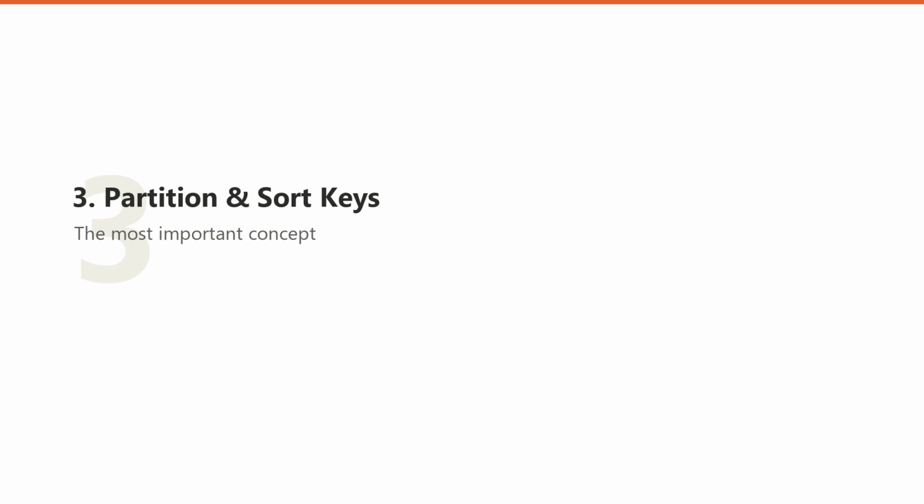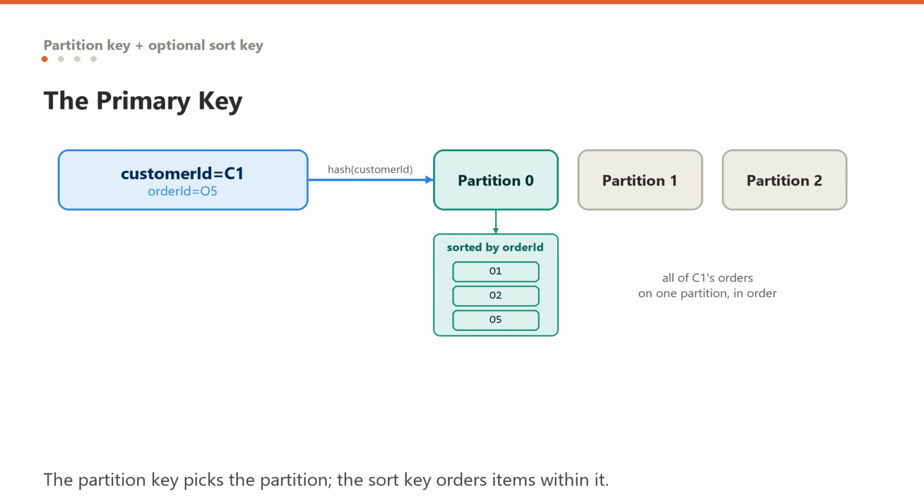Concept 3. The partition key and sort key, the single most important thing to understand about DynamoDB. Every item is identified by a primary key, and it comes in 2 parts. The first, and mandatory, part is the partition key. Take our orders table, keyed by customer ID. DynamoDB takes the partition key, hashes it, and that hash decides which physical partition the item is stored on. This is the heart of how DynamoDB spreads data and load evenly across machines.